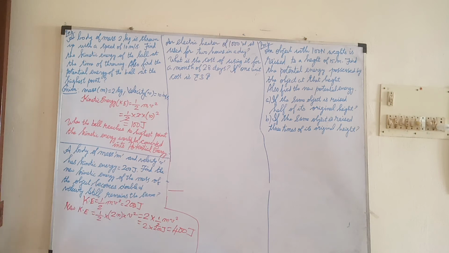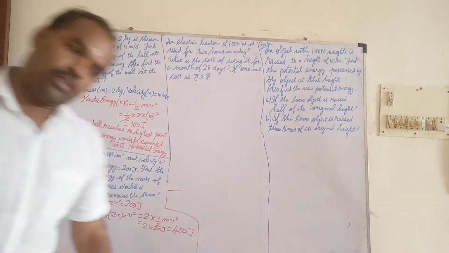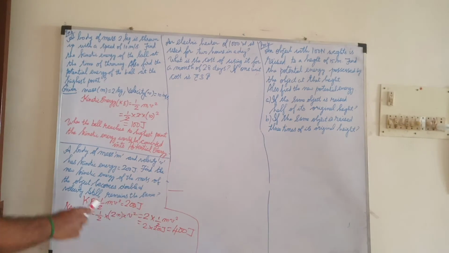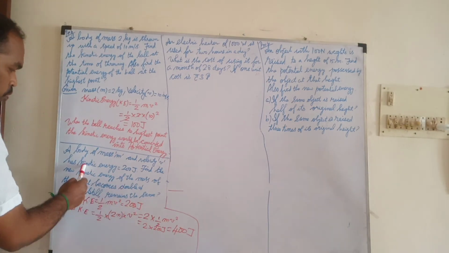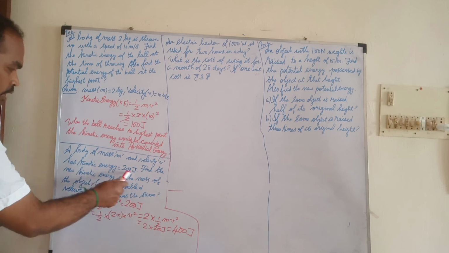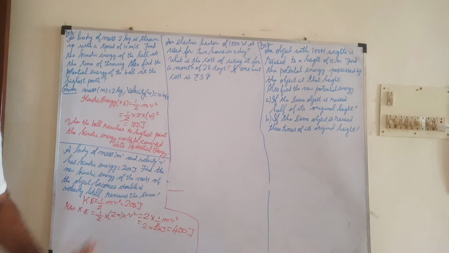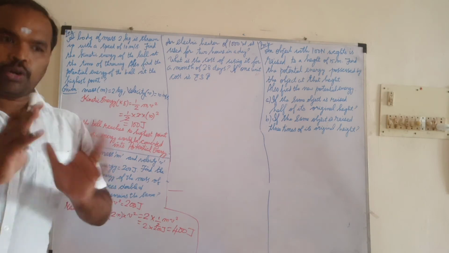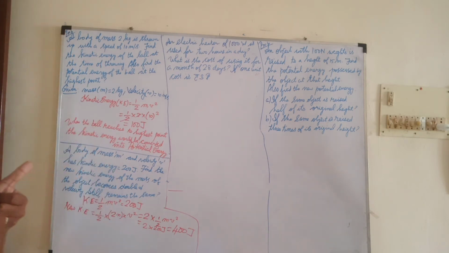So kinetic energy formula is what? 1 by 2 mv square. Okay. So kinetic energy equal to 1 by 2 mv square equal to what is the value they have mentioned? 200 joule. Now are you clear? Any doubt is there means you can ask me. First thing I am asking whether any doubt is there or not. Are you clear? Yes, sir.